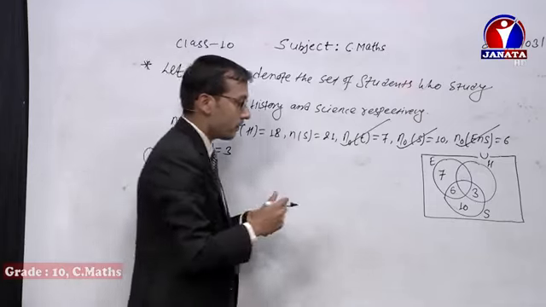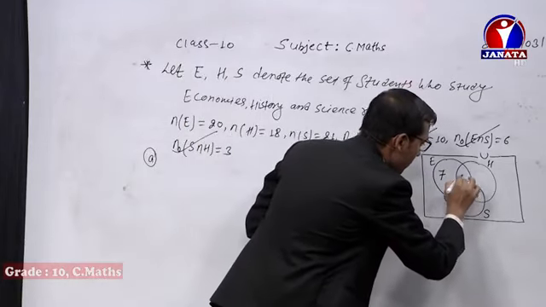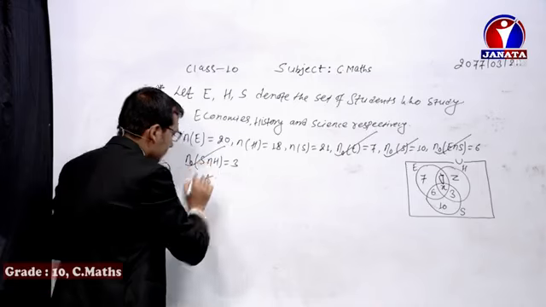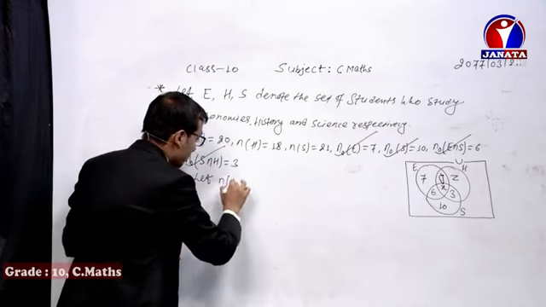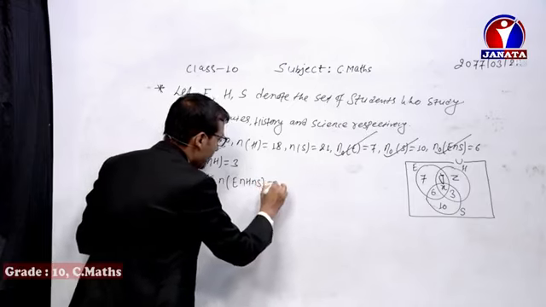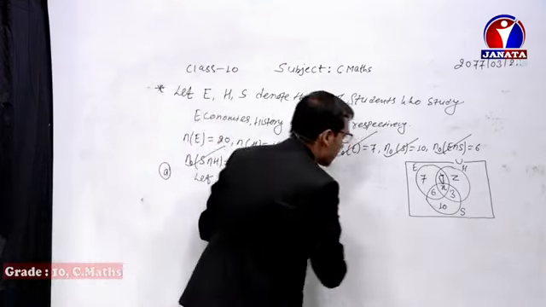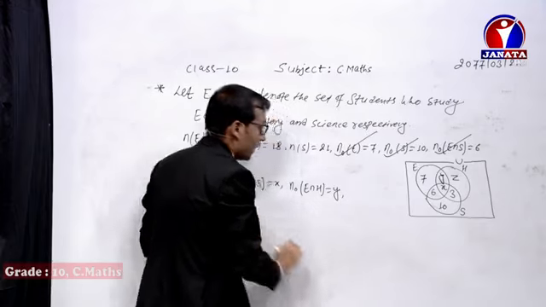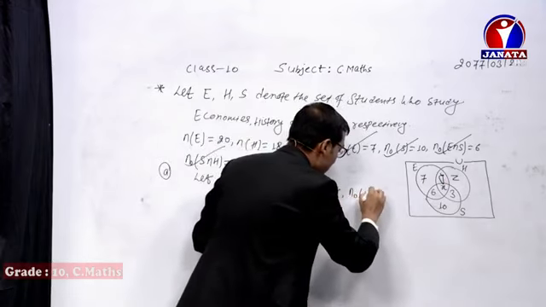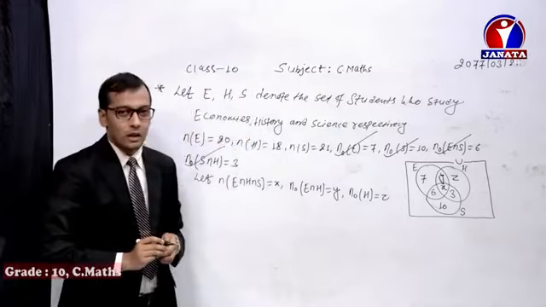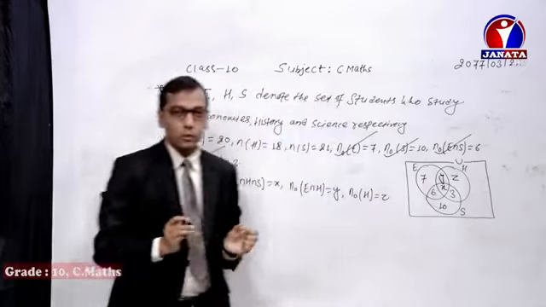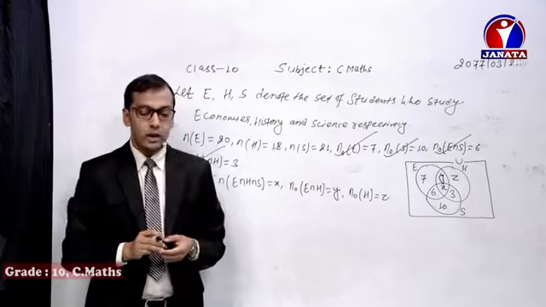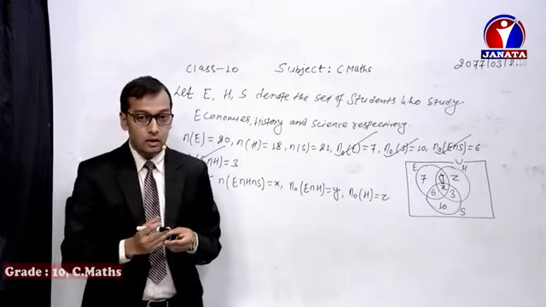Let's suppose these 3 different regions: the common region of the 3 subsets is X, suppose this one is Y and this one is Z. So let N of E intersection H intersection S be X, Y is N only E intersection H, and Z is N only H. Now with the help of this diagram, we can find the values of the unknowns X, Y and Z. So after finding X, Y and Z, we can calculate whatever the question asks.